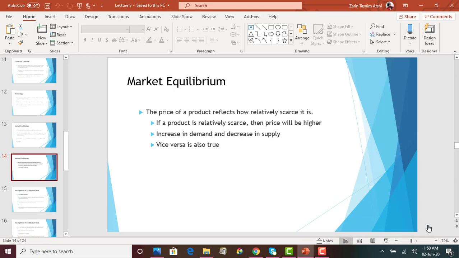So the price of a product reflects how relatively scarce the product is. If the product is relatively scarce, then the price will be higher, right? If it is difficult to find a product like diamond or gold, then the price will be higher. If it's easily available like water, the price will be very low. Now, when there is a decrease in price, there will be an increase in demand and a decrease in supply. And when there is an increase in price, there will be a decrease in demand and an increase in supply.